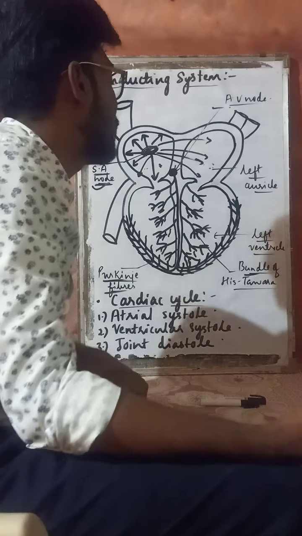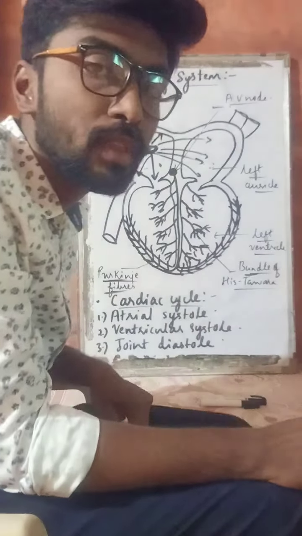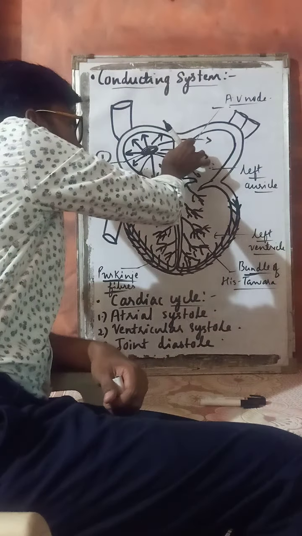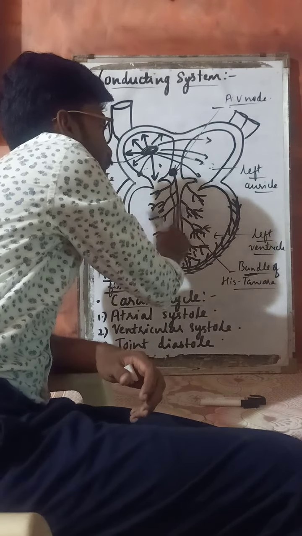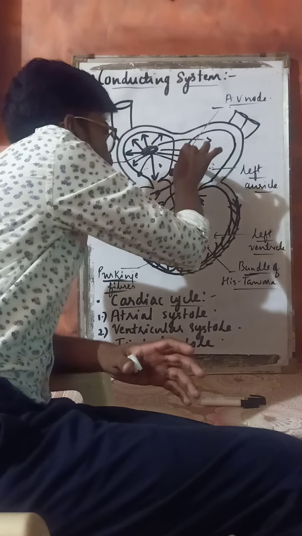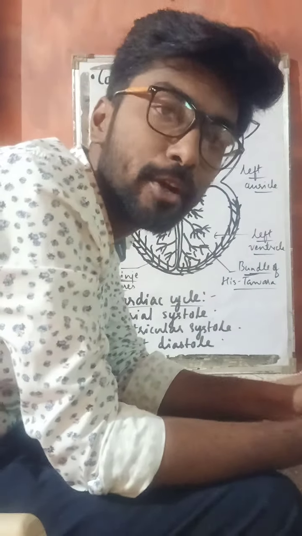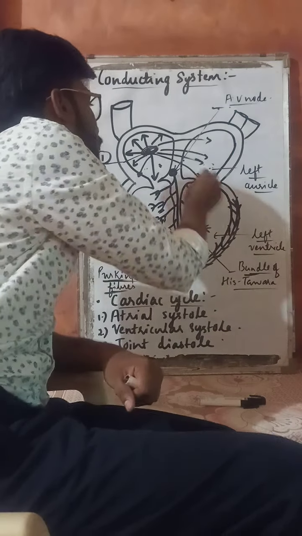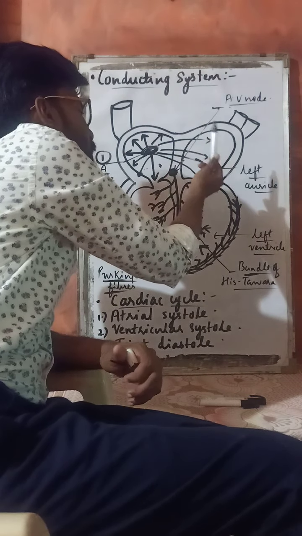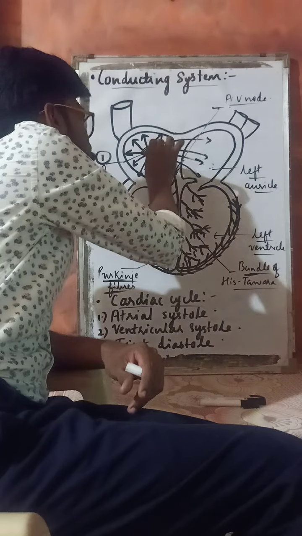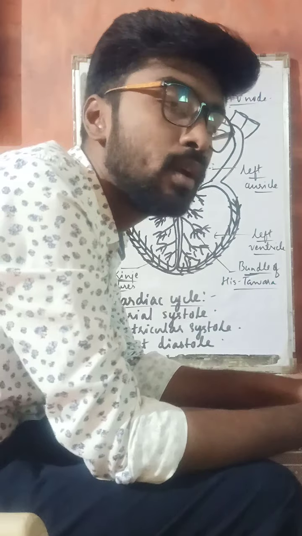AV node is present in between the interauricular and interventricular septum, right? This is your interauricular septum जो आपके दो auricles को divide करता है. This is your interventricular septum जो आपके दो ventricles को divide करता है. In between interauricular and interventricular septum, the AV node or auriculoventricular node is present. Finally, AV node receives the impulse from SA node. ये AV node है, इसके पास impulse कहां से आएगा? From the SA node. क्यों? Because SA node is the first node which generates the impulses.